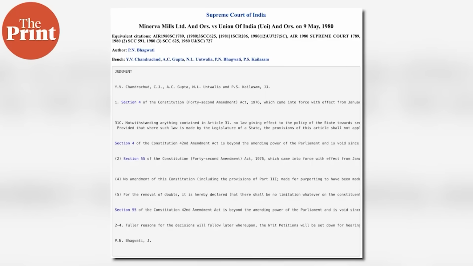Now, the changes brought by the 42nd Amendment which were not undone by subsequent amendments bore the brunt of a landmark Supreme Court judgment, popularly known as the Minerva Mills case. Minerva Mills was a textile mill based in Karnataka, and it was nationalized by the Congress government in the early 1970s, claiming that the affairs of the mill were being managed in a manner highly detrimental to public interest. Shareholders and creditors of the mills then approached the Supreme Court challenging the nationalization.